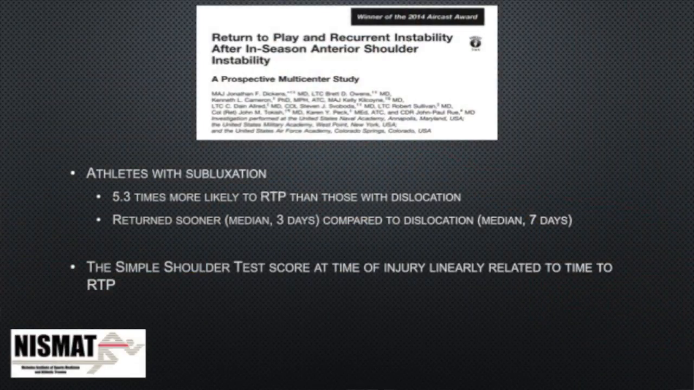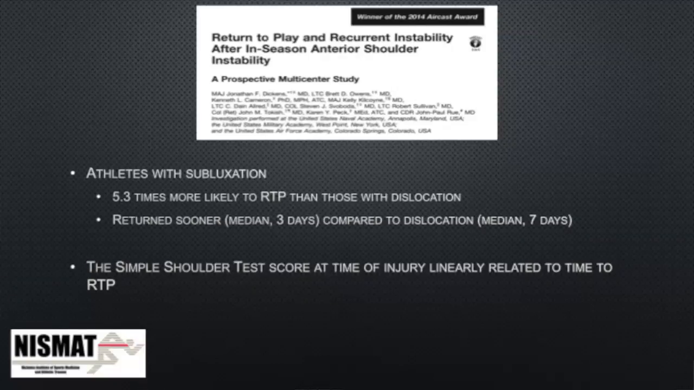Athletes with subluxation had a 5.3 times more likely return to play percentage than those who had a dislocation, and they returned sooner, which is what you expect.